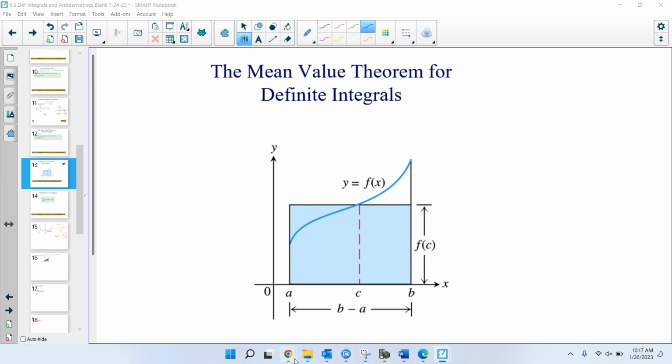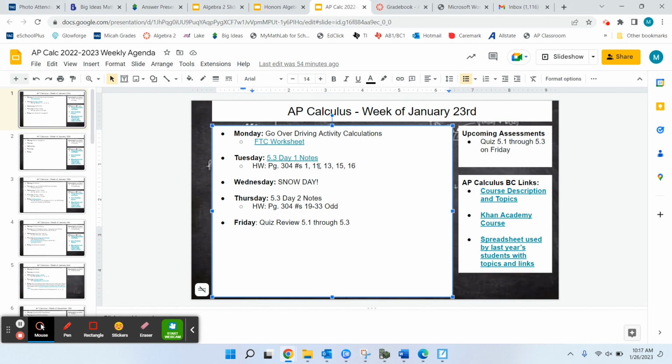Let's take a look at our calendar. I updated it with the snow day. So 5-3 day 2 today. We'll review tomorrow and then quiz on Monday. I updated it on next week. So Monday.